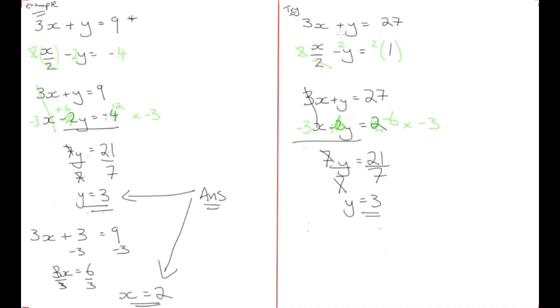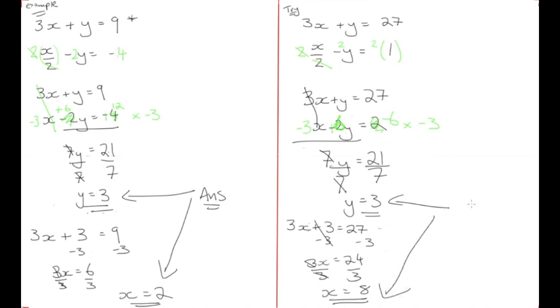Well, let's take this up here. 3x plus y, which is 3, is equal to 27. Minus 3 from both sides to get rid of this 3 here. So we're left with 3x is equal to 27 minus 3, which is 24. Divide both sides by 3. They cancel. x is equal to 24 divided by 3, which is 8. There's our answer. So we have our answer here, and we have our answer here.